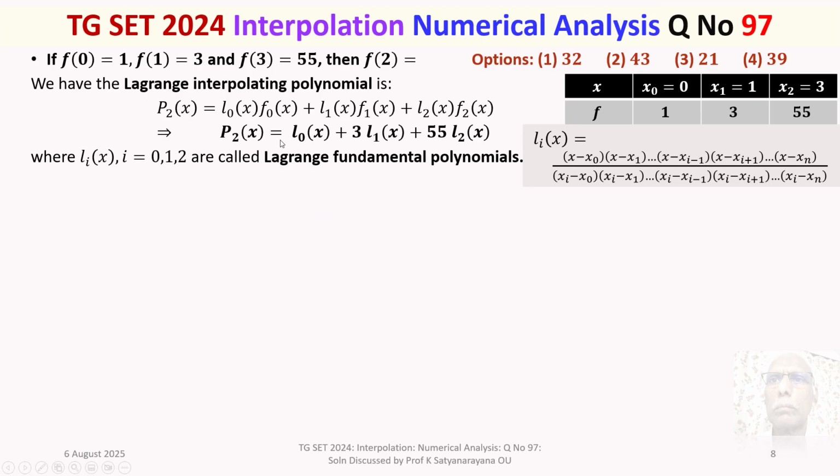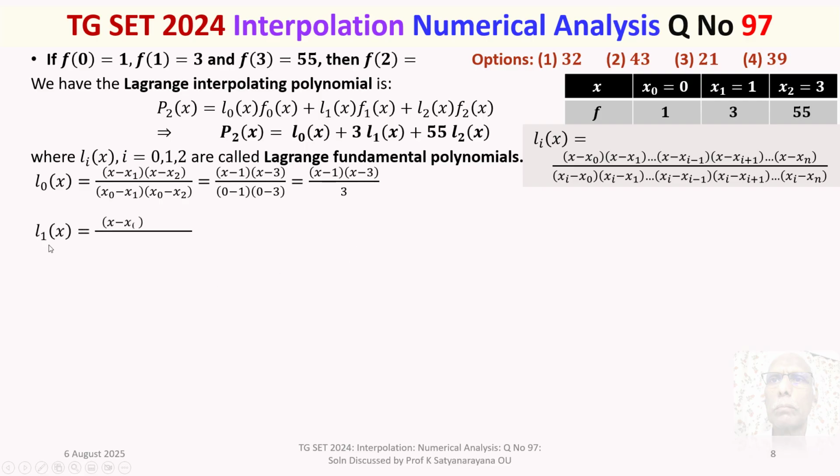For your ready reference, everything is given here and even the Li x formula is also given for you. Now, L0 of x, how to write? The product of the factors except x minus x0. That means x minus x1 multiplied by x minus x2. And in the denominator, wherever there is x, write x0. Now substitute x0 is 0, x1 is 1, x2 is 3, and simplify, you will get x minus 1 into x minus 3 by 3.